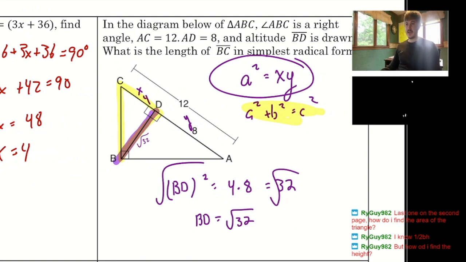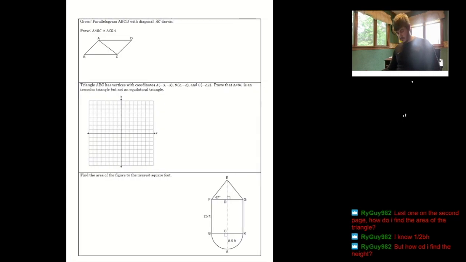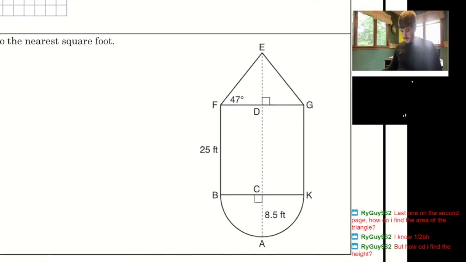Last one on the second page, how do I find the area of a triangle? I know 1/2 base times height, but how do I find the height? All right. So 1/2 base times height. When we say height, we really mean altitude. The word height is just a synonym for the word altitude. The dotted line that I've highlighted there is the height of the triangle.